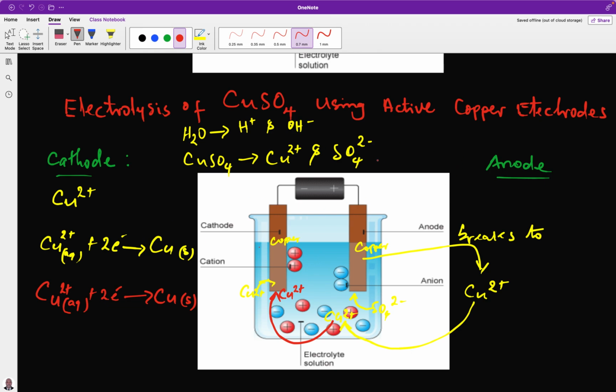At the anode, what happens? The sulfate will not do anything because the electrode is active and the electrode is copper. So this electrode, which is copper, will do what? It will break. When it breaks, it releases copper ion into the solution. The copper ion, while in the solution, will be attracted towards the cathode. And when attracted towards the cathode, the copper ion will get electrons and be reduced to copper solid. So sulfate will have no use when we are using copper active electrodes.